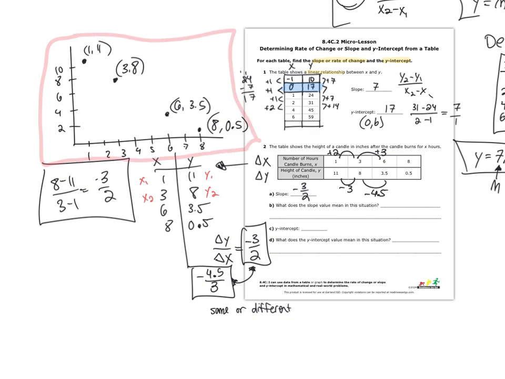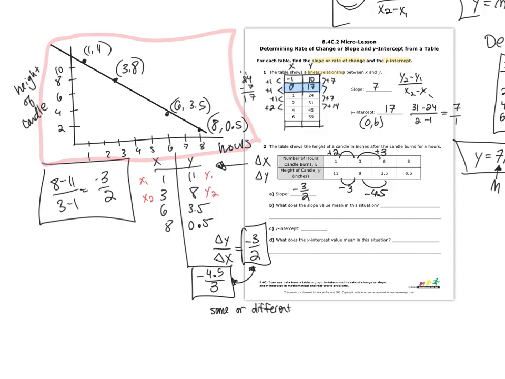Our y in this case is the height of the candle. What's happening to the height of the candle? Yes, it's getting smaller. The candle's getting smaller because the candle is melting. And so here's my number of hours down here, and I could actually connect these if I wanted to. That's why we call this a linear relationship, because all these points together are on a line.